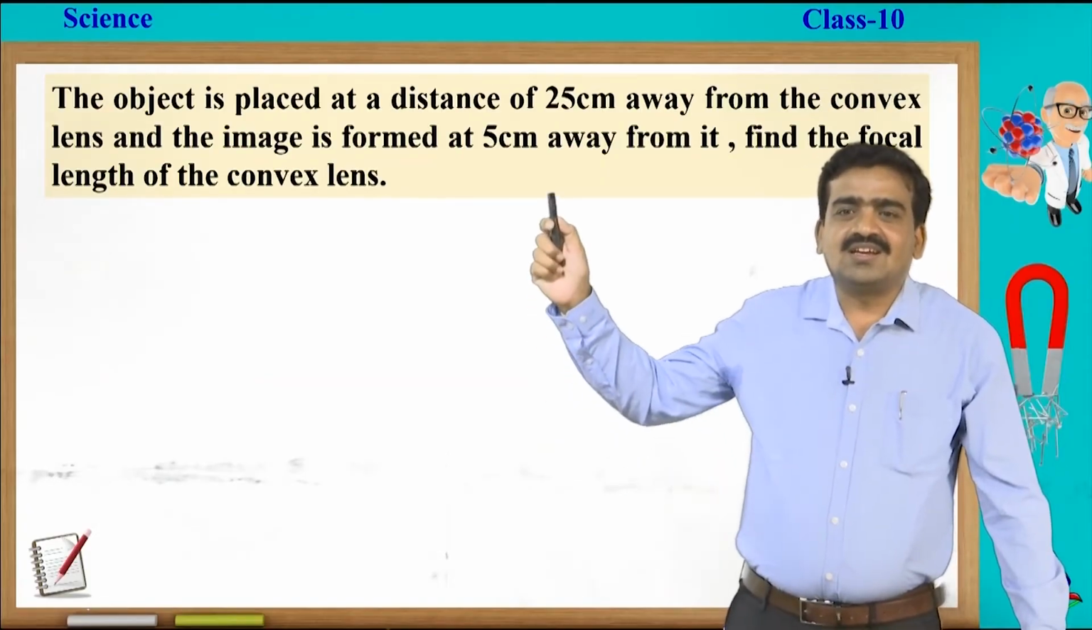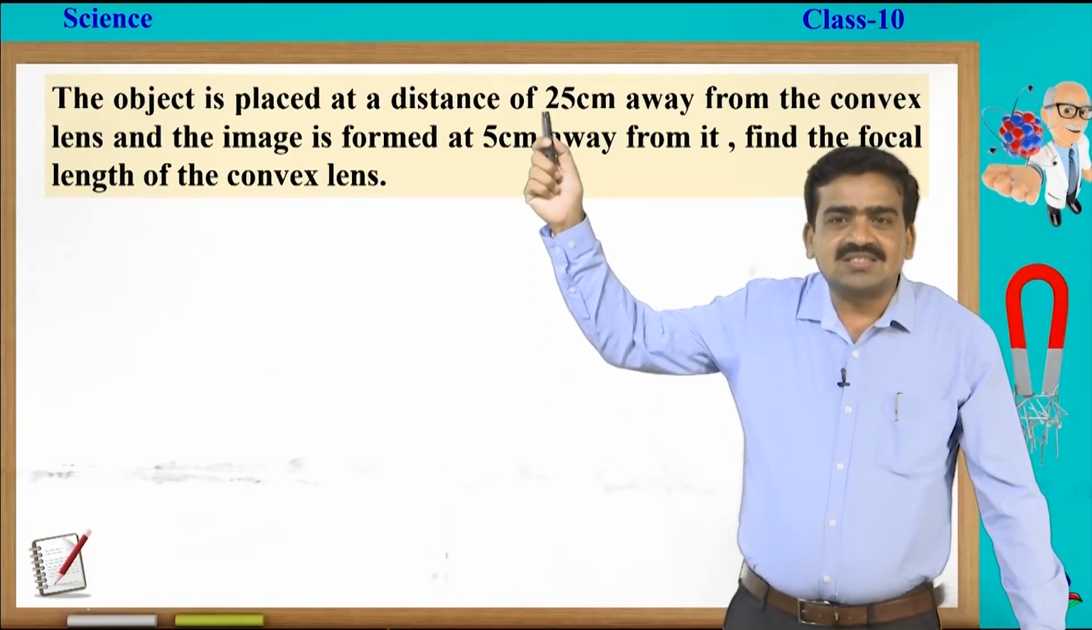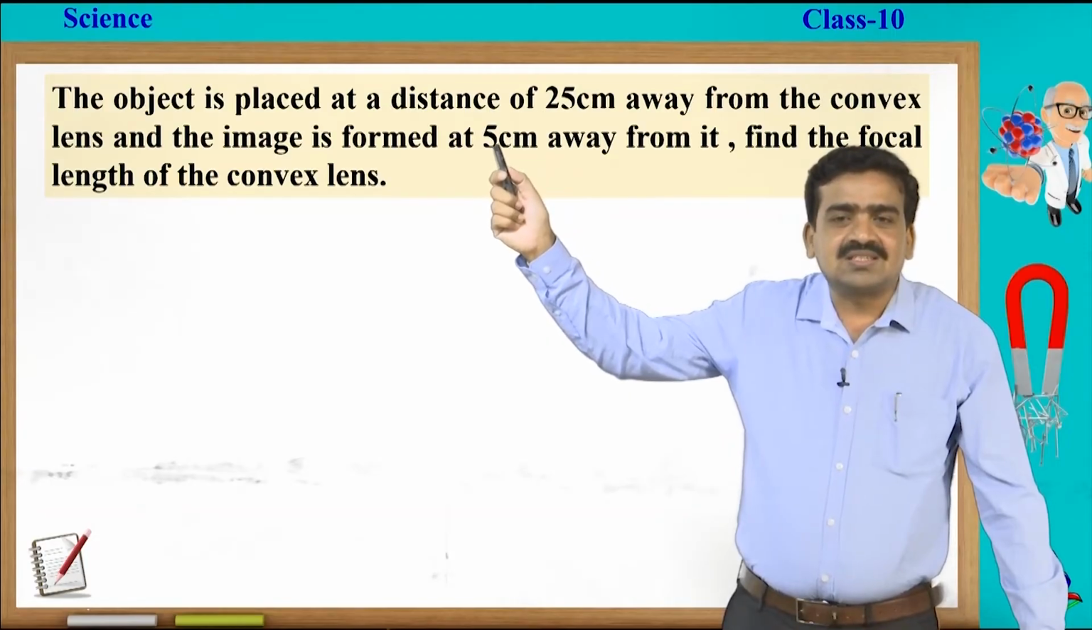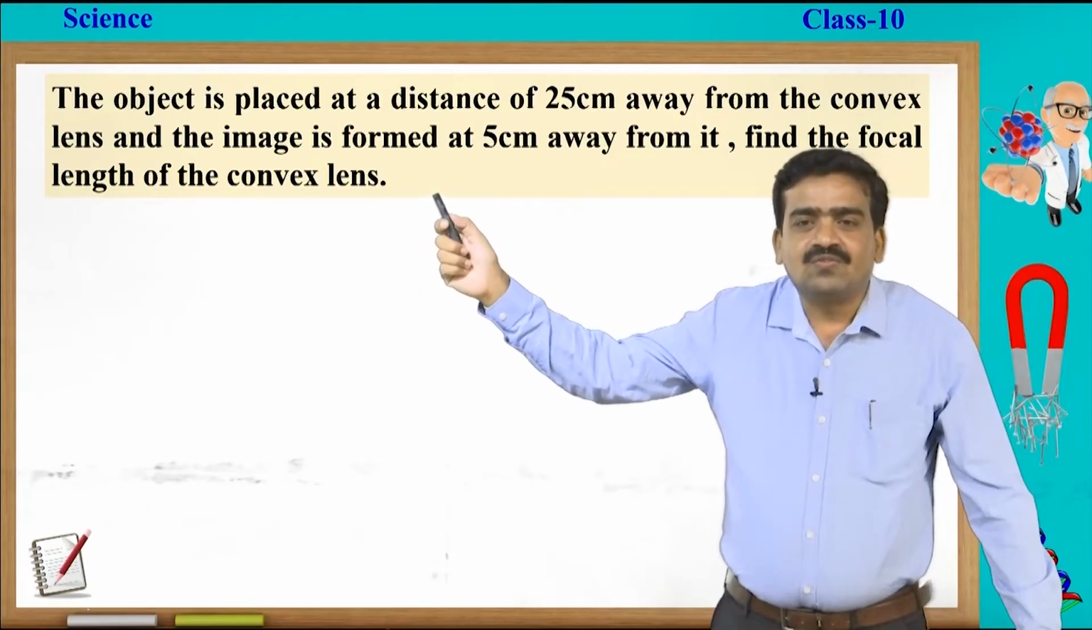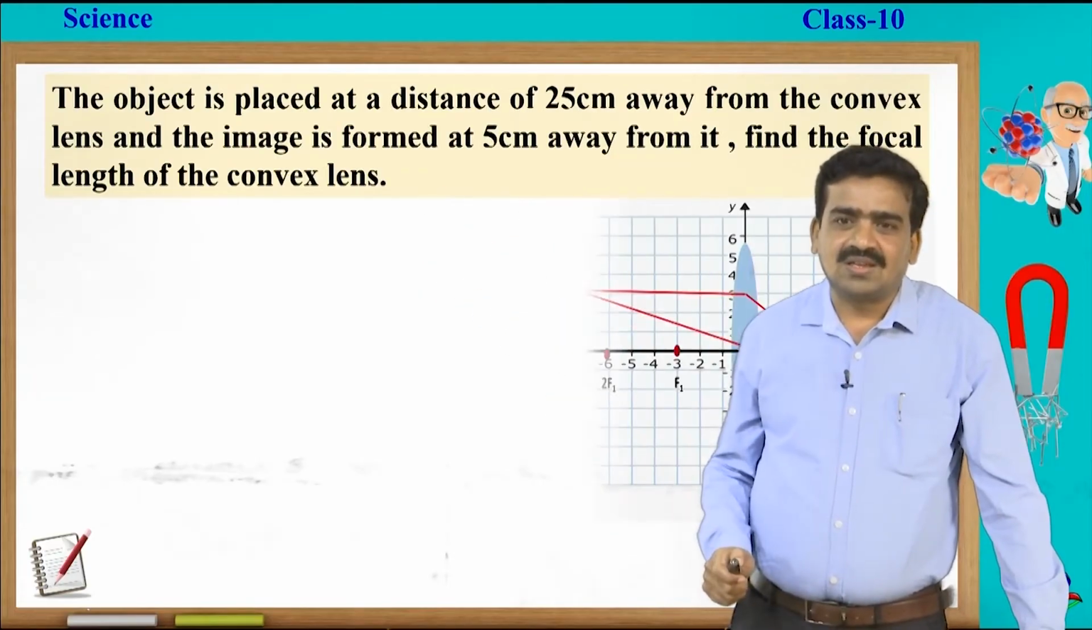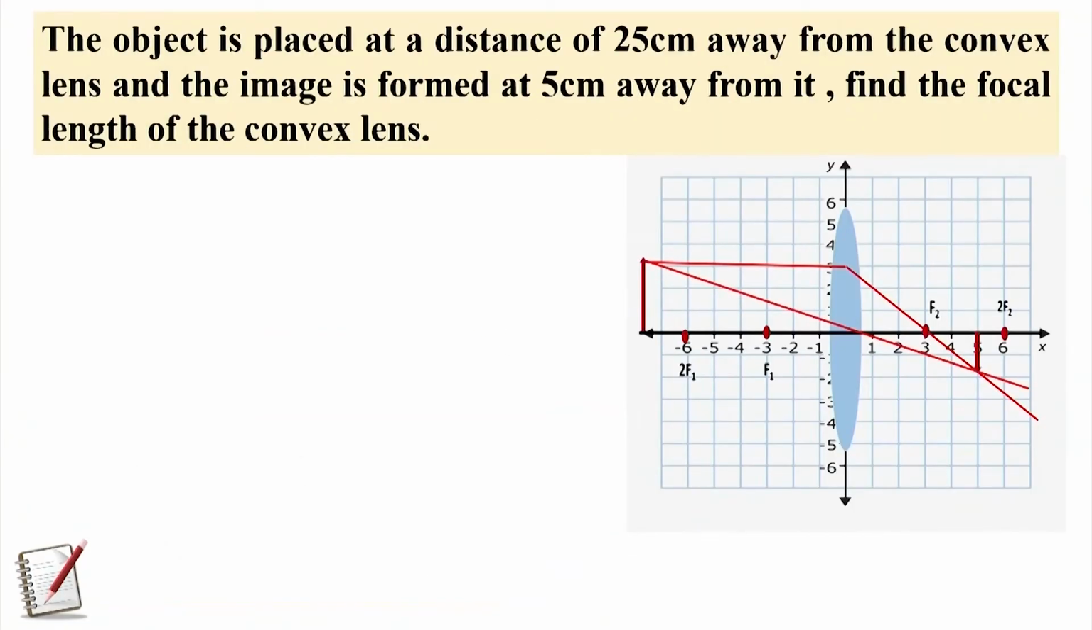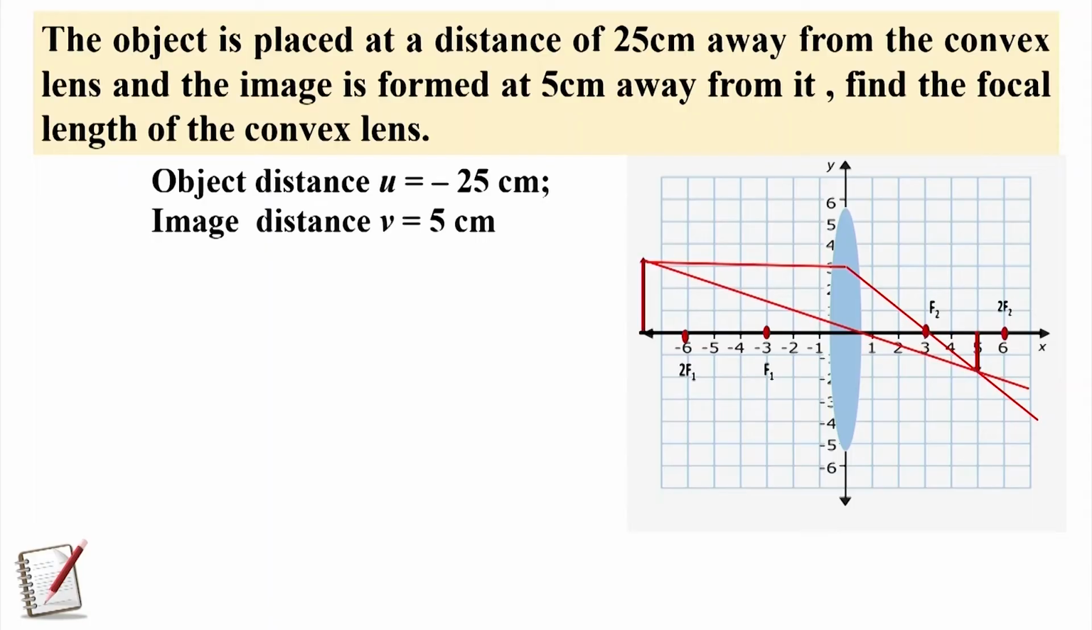Here the data which is given is object distance and image distance. With the help of these two data, we have to calculate the focal length of the convex lens. For that, this diagram helps us to take the values with respect to the negative sign and positive sign. Write down the data. Object distance u is equal to minus 25 centimeter, image distance v is equal to 5 centimeter. The focal length f is to be calculated.